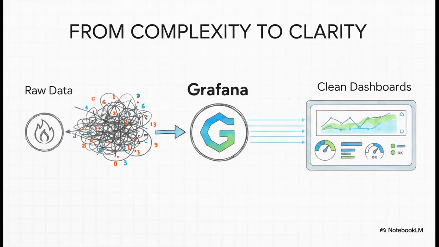But let's be honest, raw data is pretty useless on its own. To make any sense of it, you've got to visualize it. And that's where Grafana comes in. It is the go-to partner for Prometheus, letting you build these rich, beautiful, informative dashboards that give you that at-a-glance insight into the health of your entire system.